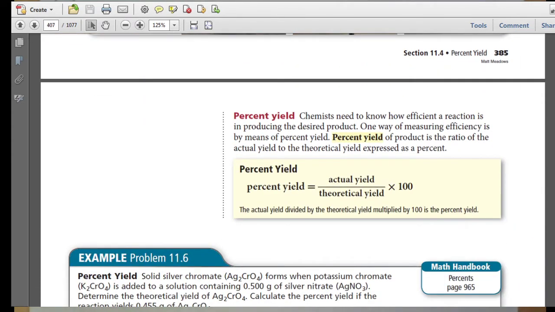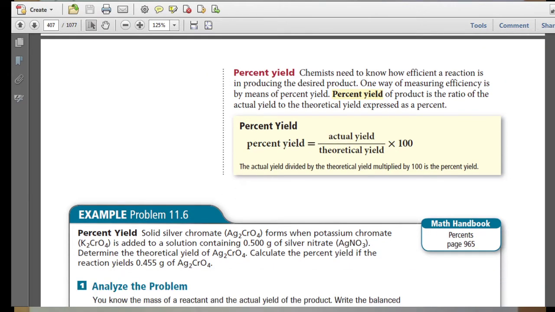Chemists need to know how efficient a reaction is in producing the desired product. One way of measuring efficiency is by means of percent yield. Percent yield of product is the ratio of the actual yield to the theoretical yield expressed as a percent, in which percent yield is actual yield over the theoretical yield times 100.